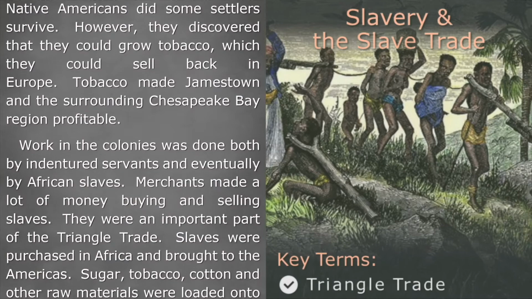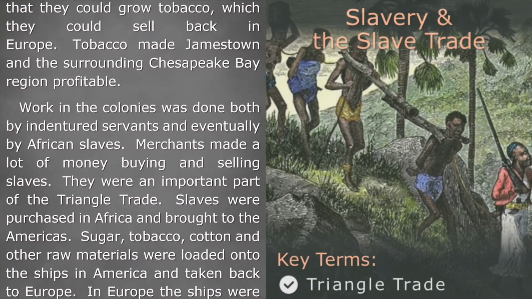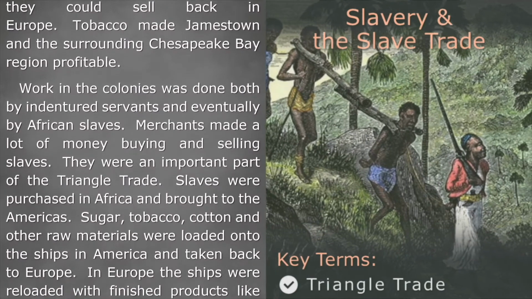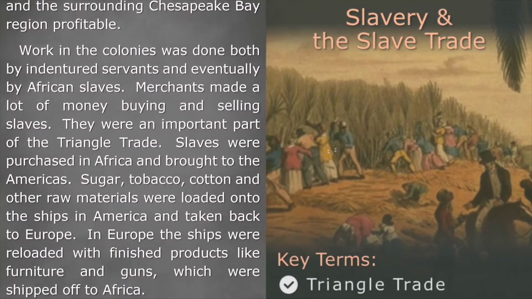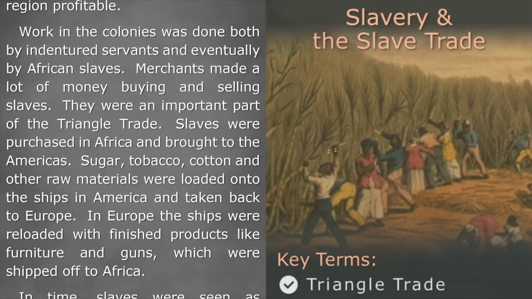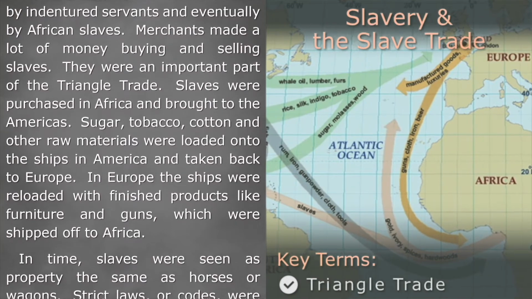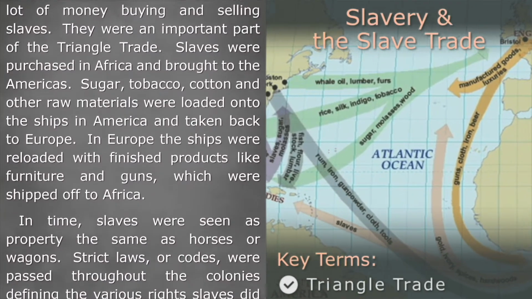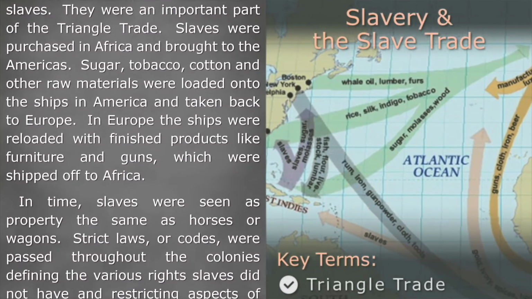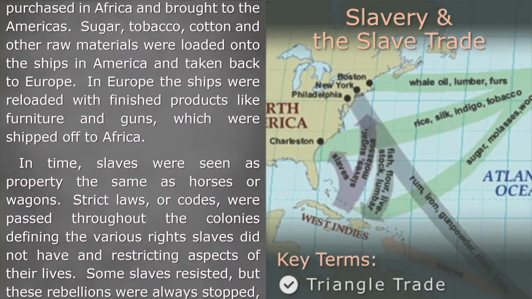Work in the colonies was done both by indentured servants and eventually by African slaves. Merchants made a lot of money buying and selling slaves. They were an important part of the triangle trade. Slaves were purchased in Africa and brought to the Americas. Sugar, tobacco, cotton, and other raw materials were loaded onto the ships in America and taken back to Europe. In Europe, the ships were reloaded with finished products like furniture and guns, which were shipped off to Africa.